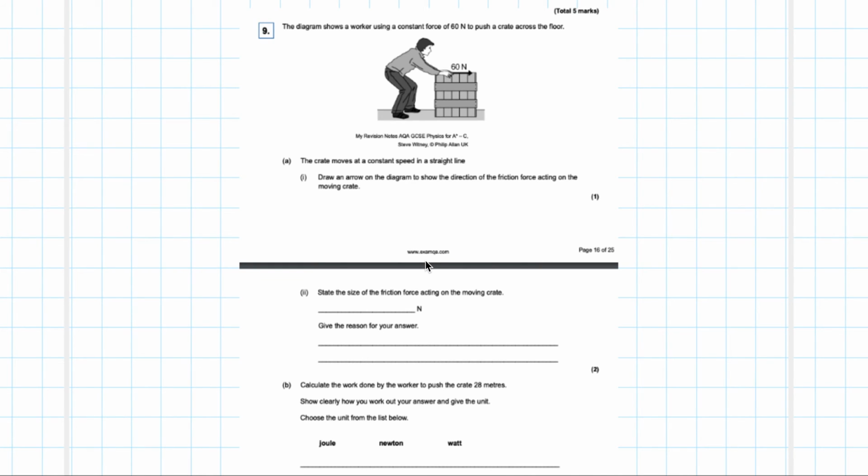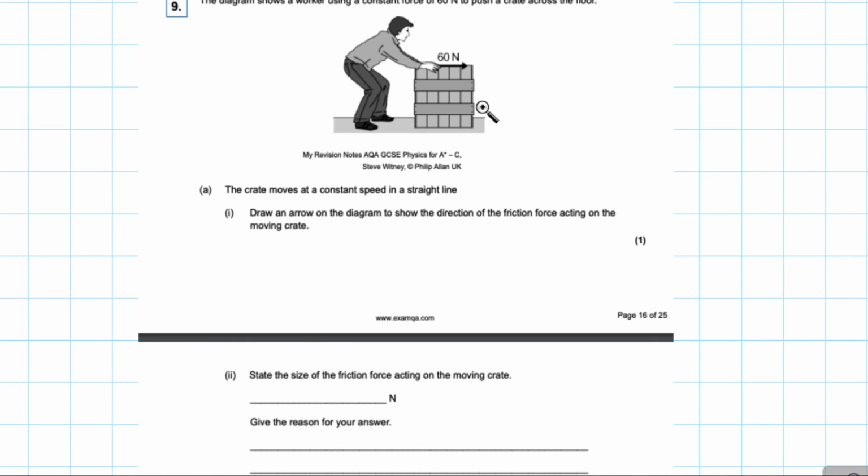Question 9. The diagram shows a worker using a constant force of 60 newtons to push a crate across the floor. The crate moves at a constant speed in a straight line. Draw an arrow to show the direction of friction that is occurring. So here, friction is occurring to the left because it's acting in the opposite direction. Here, the exam accepts you to put it anywhere on the diagram as long as you point it to the left.